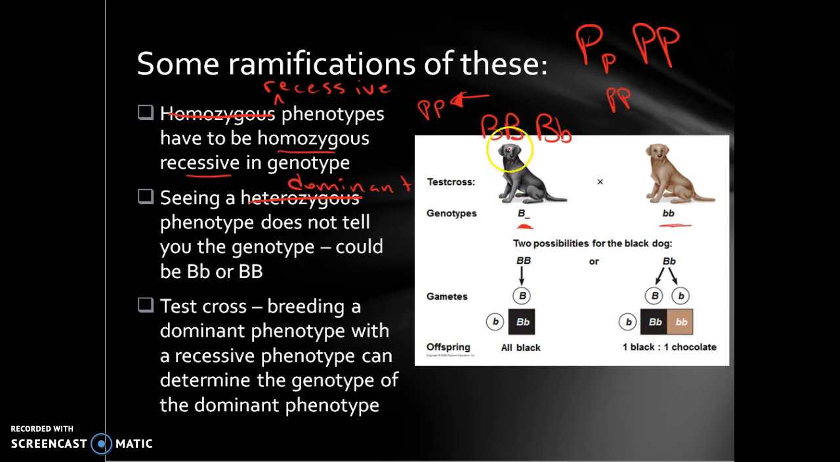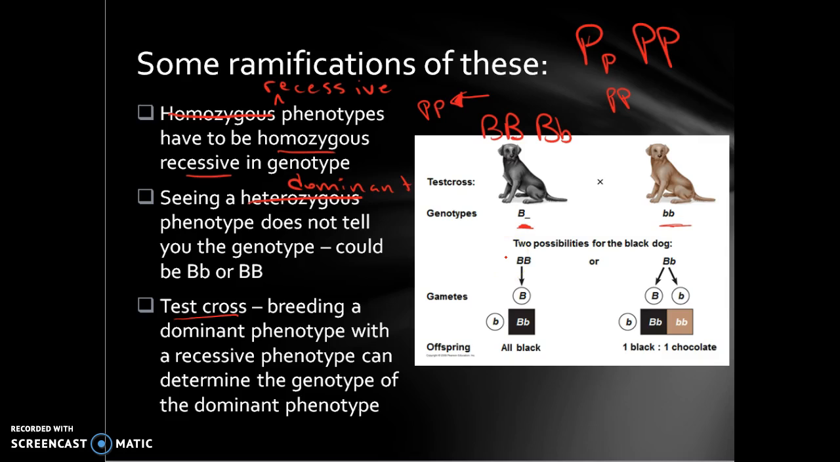We know it has at least one big B because it is black, but we don't know if that second B is big or if it's a little b. This leads us to an idea called a test cross, which is where we can actually determine the genotype of a dominant phenotype. So if we're looking at this black dog, we know it has the dominant phenotype, but we don't know its genotype.